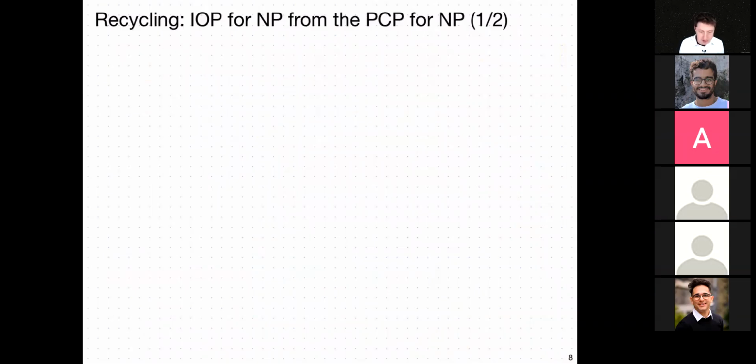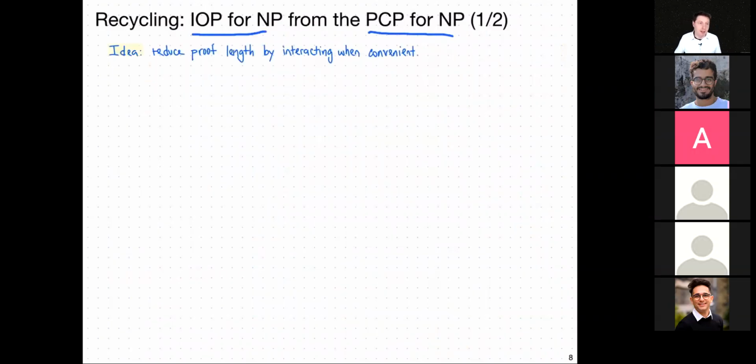So let's try to basically do recycling. We're going to obtain an IOP for NP from the PCP for NP, quadratic equations. The rough approach we're going to take is that we're going to try to reduce proof length by interacting when it is convenient to do so. So we're going to construct an IOP, again, for quadratic equations.